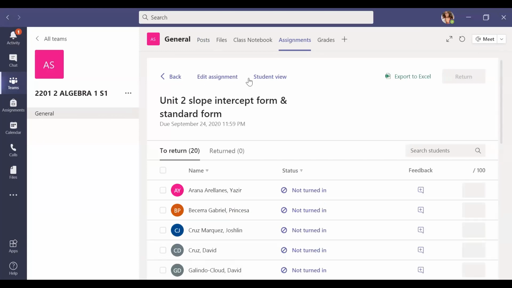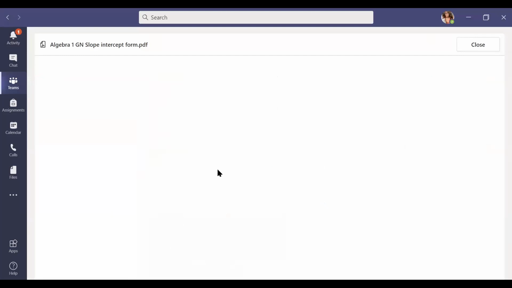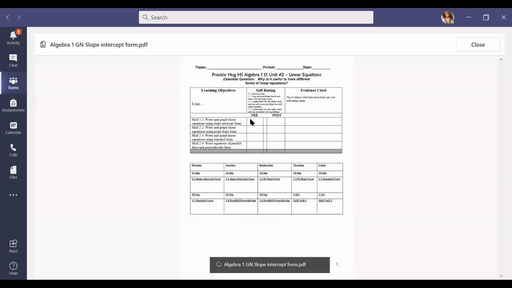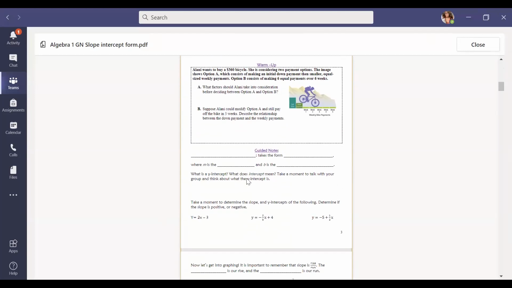And then if you go to Student View, this is what you should be able to see. You click on this, and you should be able to see the documents that I have in front of me on the video. You can either print this out, or if you cannot print this out, you're welcome to copy it down, follow the video, copy it on a separate piece of paper, and then take a picture of it and upload it back onto Teams.